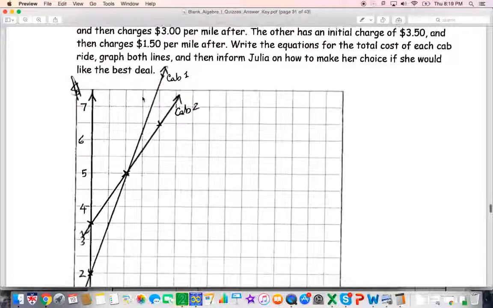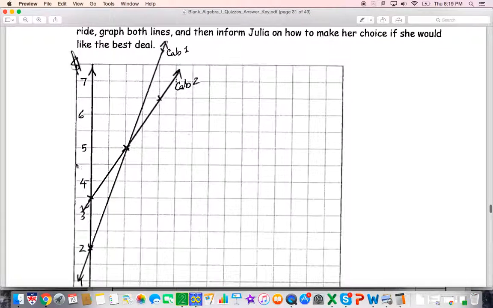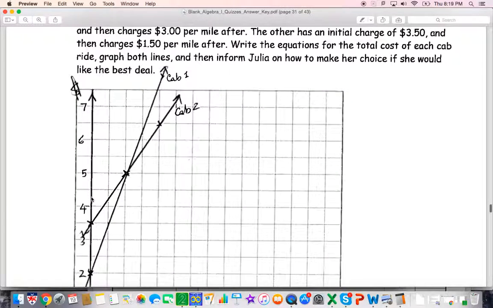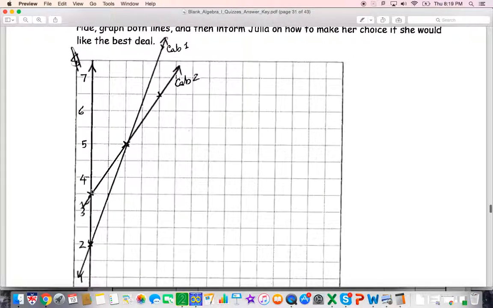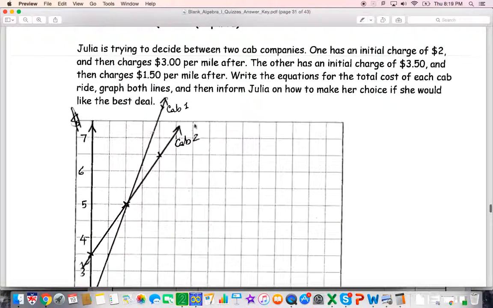Okay. Now the other cab has an initial charge of $3.50 and then charges $1.50 per mile after. So it starts off more expensive. It starts off here at 3.50, and then the slope is 1.5 per mile. So I'm going to go up 1. Let's see. So it starts at $3.50. So this is a little bit awkward. 1.5 over 1.